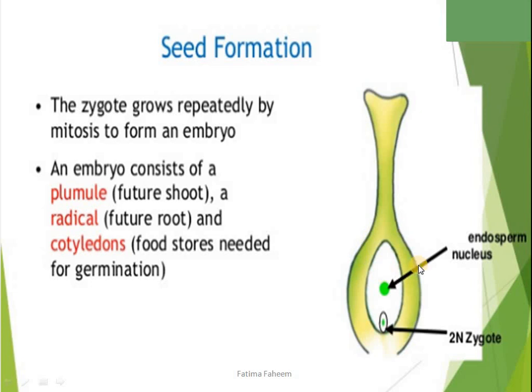Here in the diagram, you can see how the endosperm nucleus is formed by the fusion of one male gamete with the definitive nucleus or polar bodies, and the other male nucleus or the male gamete fused with the ovum or the egg in the ovary, giving rise to a diploid zygote.